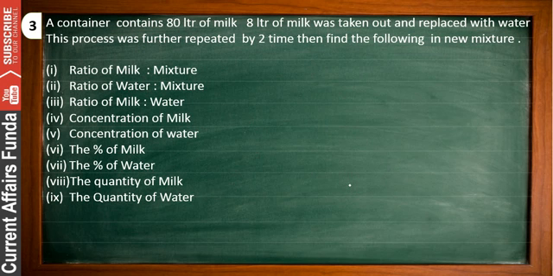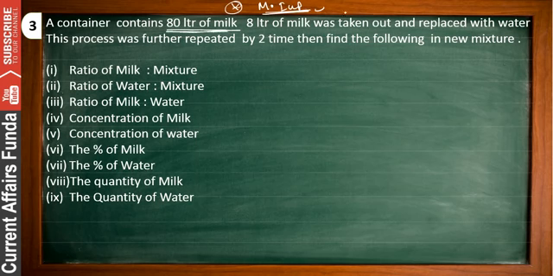Okay, now let's move to the next question. Friends, this is the master question of the mixtures and alligation, most important. Kindly note down most important and mark asterisk here. Okay, so I will explain this question right now. A container contains 80 liter of milk.